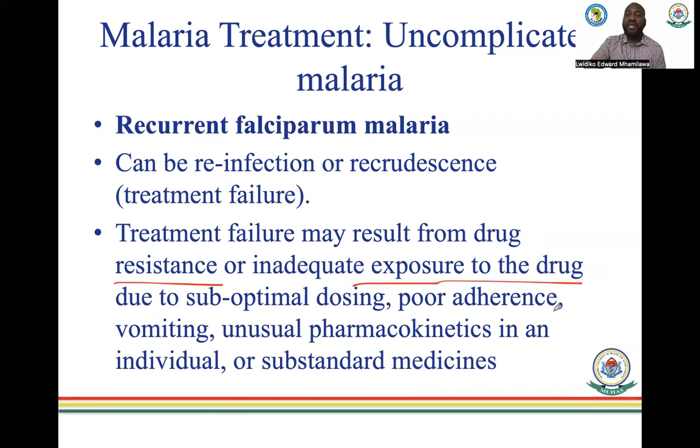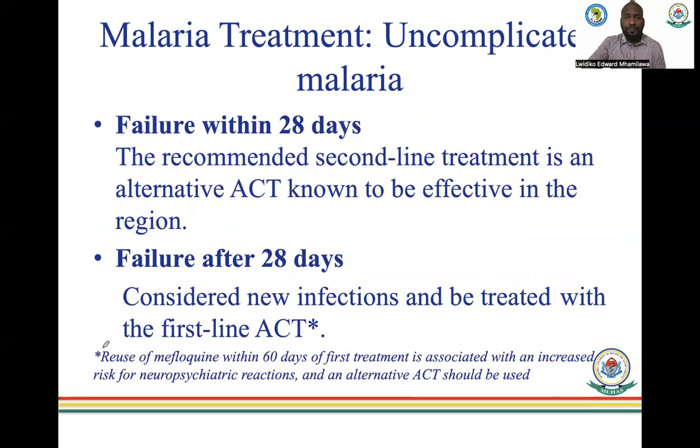Sometimes the patient may have poor adherence. They have not finished the dosage, or they were vomiting when you were giving them drugs and you did not reintroduce the drug. So within 30 minutes after the initial vomit, the patient should be given the medication again. Or there's unusual pharmacokinetics in the individual, or there are substandard medicines, right? So we'll also see this one in a moment.